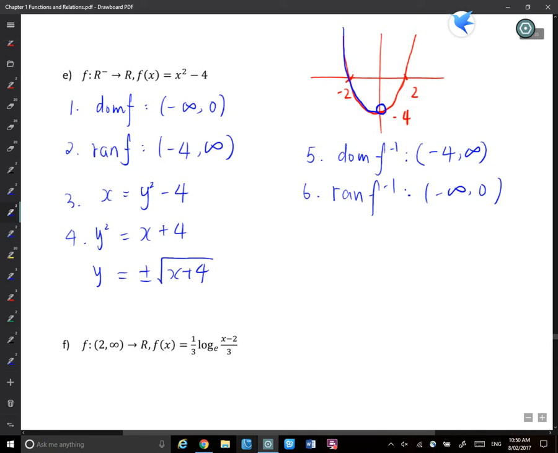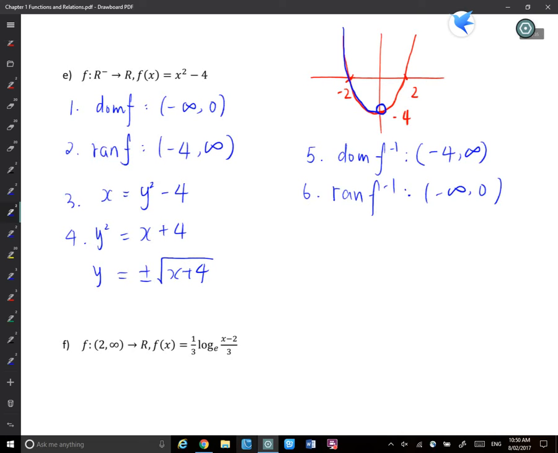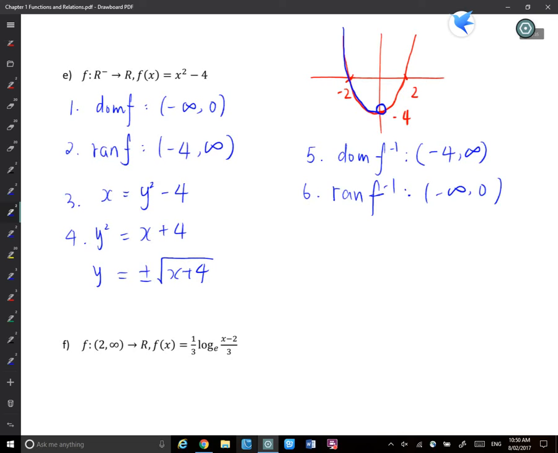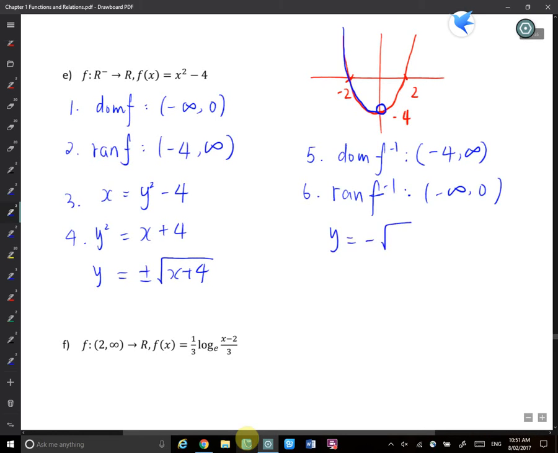And we can see what we need. Okay, so I'm looking for the range of f inverse. The range of f inverse is negative infinity to 0. I need all the negative values. There are no positive values. My range for the function needs to be negative. If the range needs to be negative, the square root is positive, so I need to have the negative sign in front. So y should equal negative square root x plus 4, not positive.